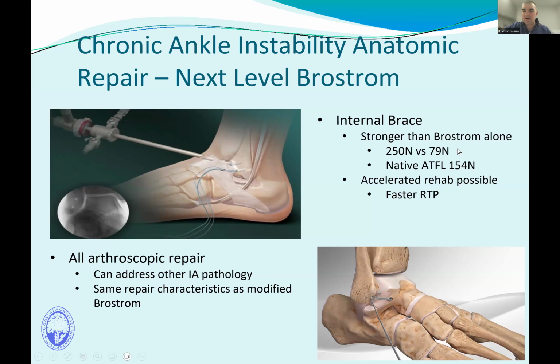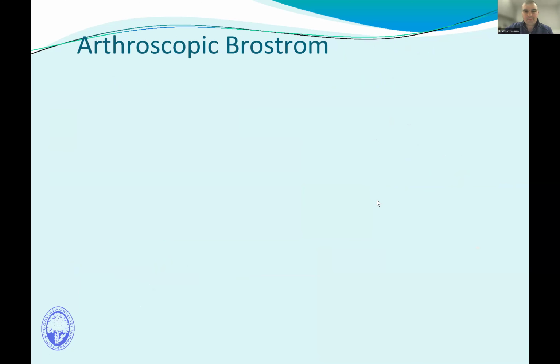They've obviously done some biomechanical testing of this as well. So you can see this is the internal brace number here. So 250 newtons versus just the Brostrom alone, which is about 79 newtons. And the native ATFL in a non-injured state is 154 newtons. So adding the internal brace does have a significant increase in the strength of this repair. Again, that allows us to accelerate the rehab and ideally have patients return to play and recreational activities faster.